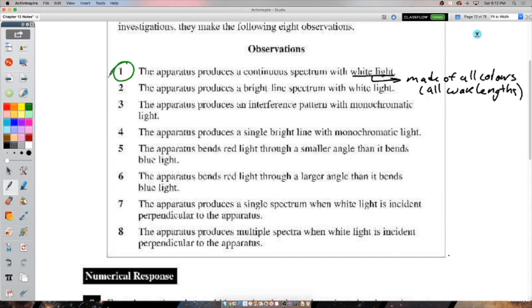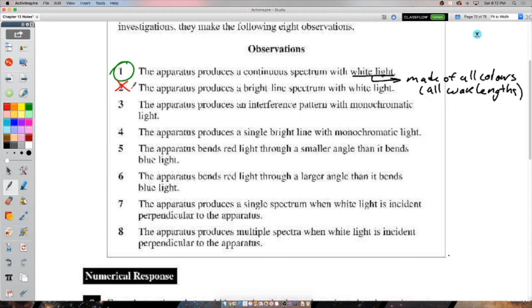All right, the apparatus produces a bright line spectrum from white light. Again, this won't mean much to you yet, but a bright line spectrum essentially means there's just one wavelength represented at different bright parts. Why would you get that? Well, you get it mainly from effects that come from the quantization of energy levels in atoms. Again, next chapter stuff, okay? But no.